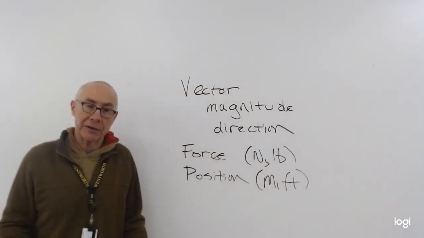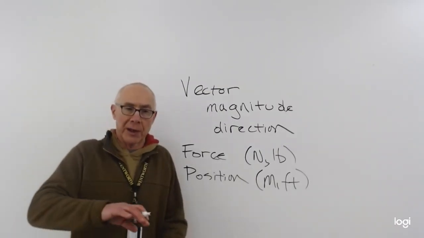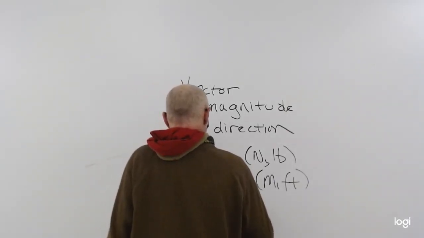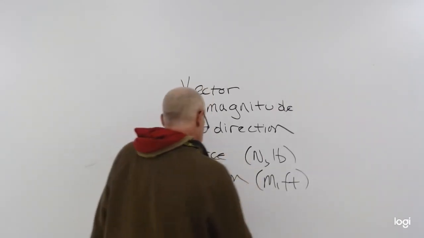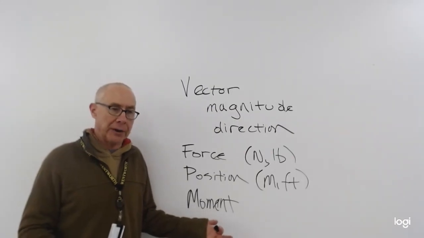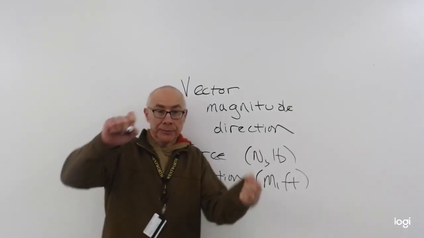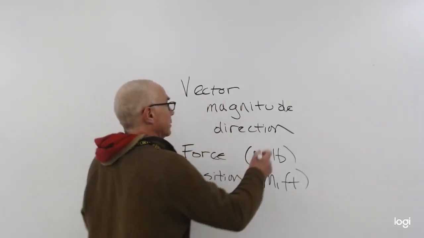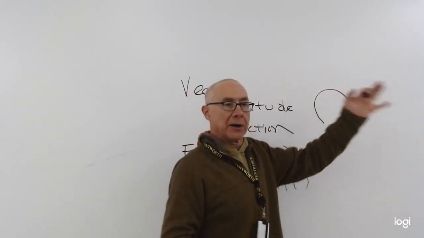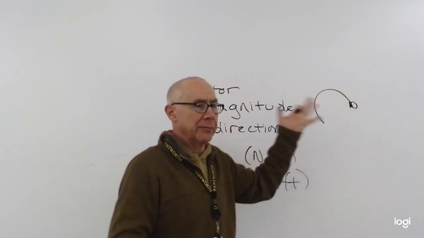And the third type of vector is a moment vector. A moment is essentially a force that's causing a rotation. This is frequently something that's confusing to students, but the direction of the moment is perpendicular to the direction of the rotation. So if we have rotation in the plane of the board, then the moment would be either coming out of the board or into the board. We'll talk later in the term about what is a positive moment and what is a negative moment.